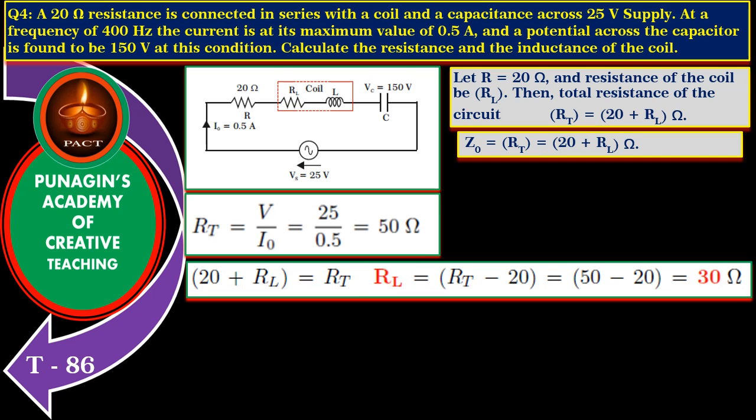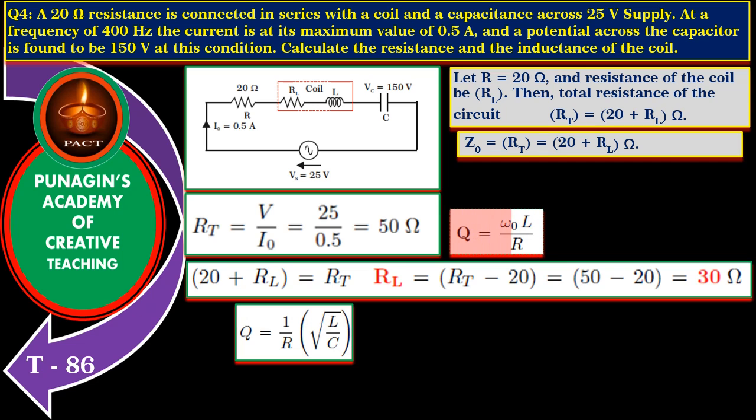To find L, there are options like Q is equal to 1 upon R into square root of L by C, but here L and C are unknown. Q is equal to omega naught L divided by R, but Q and L are unknown. F naught is equal to 1 divided by 2 pi root LC, but L and C are unknown. So, we need to think out of the box and find the capacitance value C first.